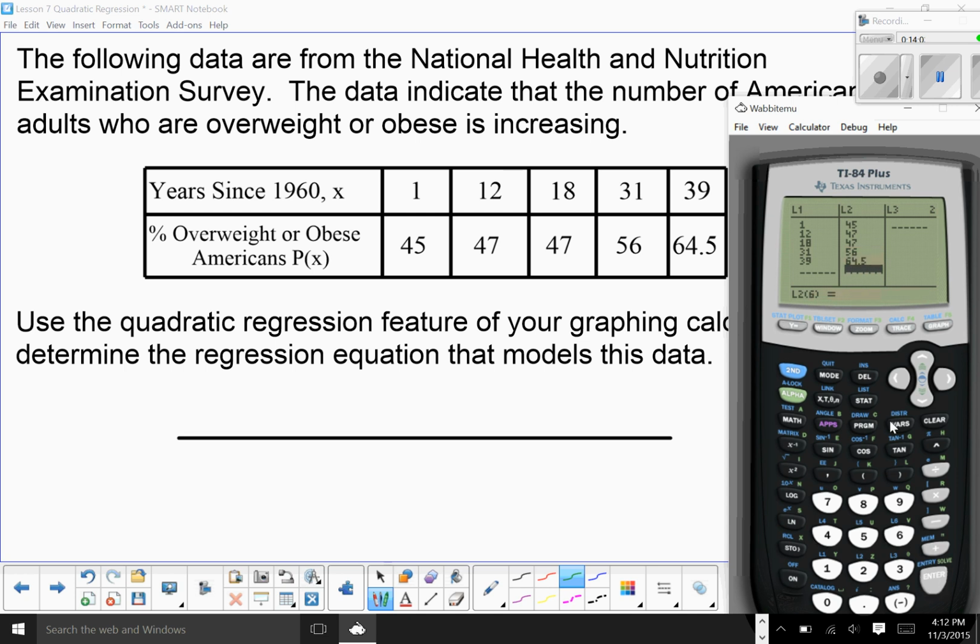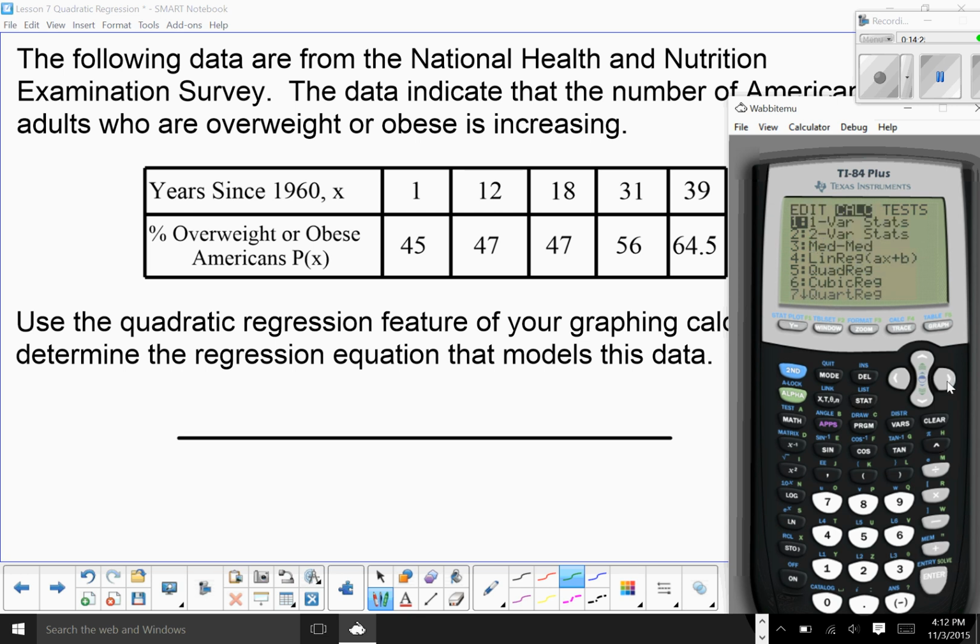I have all my data in. My X's in list 1, my Y's in list 2. X's are the number of years since 1960. The Y's, it's the percentage of Americans who are overweight or obese. Now I hit stat, and I can calculate, and I can hit enter. Whoops, except that was wrong.